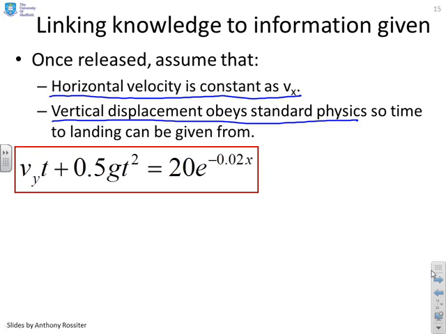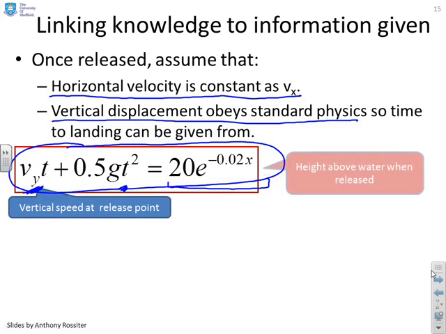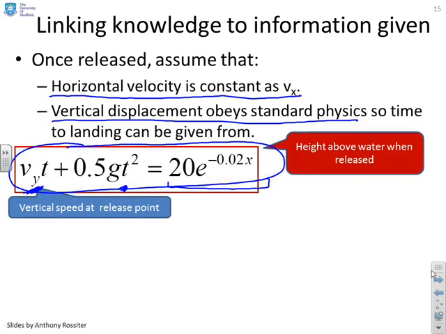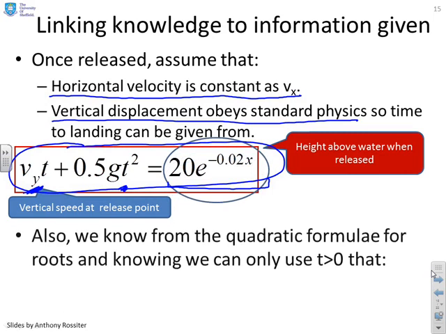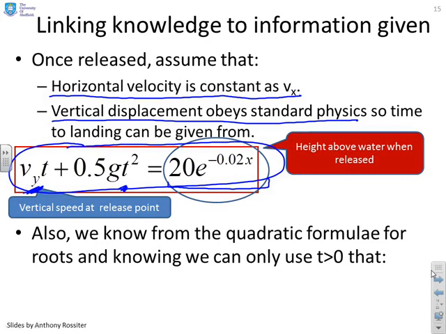So what you're going to get is this equation here. Again, you'll recognize this is a standard physics equation for somebody accelerating with a constant acceleration. So you'll see we've got initial velocity vy times the time, plus 0.5 times acceleration due to gravity times t squared. t is the time they're dropping. Now, how far do they drop before they hit the water? Well, we know the height when they were dropped. It was 20 e to the minus 0.02x, so that's the total distance they're going to drop. And so if we solve this equation, that's going to tell us the time that it takes them to reach the bottom. So you see we've got height above water at release, and vertical speed at the release point, and we can use this in order to determine the time at which they hit the water.